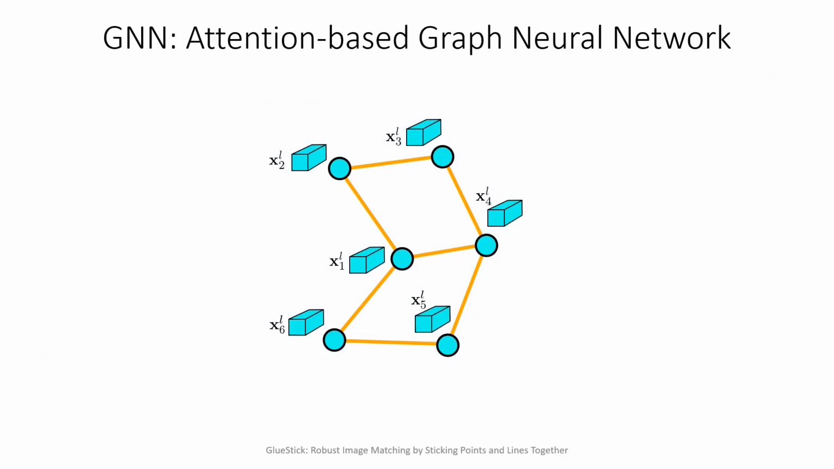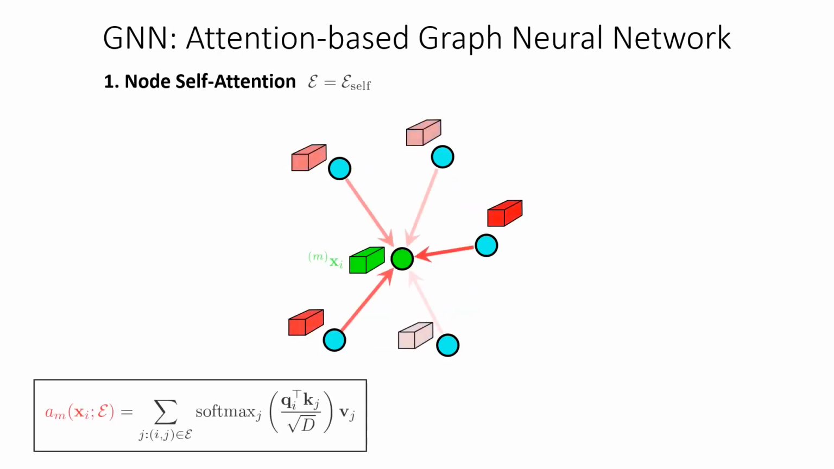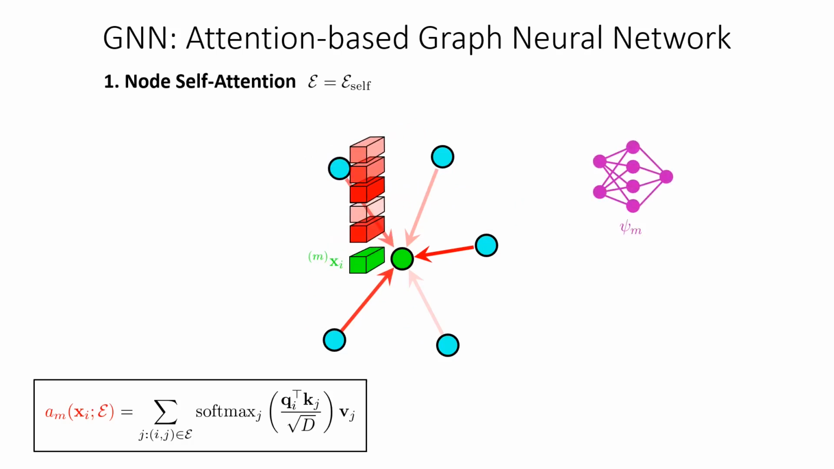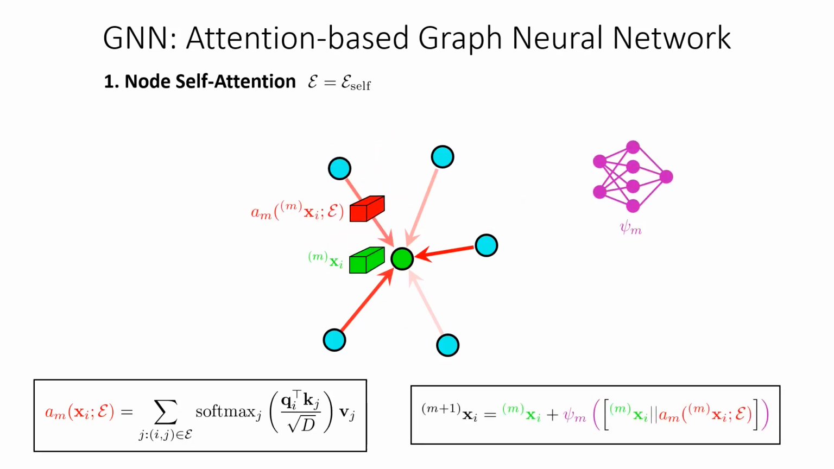Let's assume that these are the features in our graph, and we will focus then on node self-attention for this specific node. In node self-attention, we use attention from all the other nodes in the same image to create the message that is going to be propagated. And then an MLP takes care of processing this message with the current node feature and generates the new feature for the next layer.